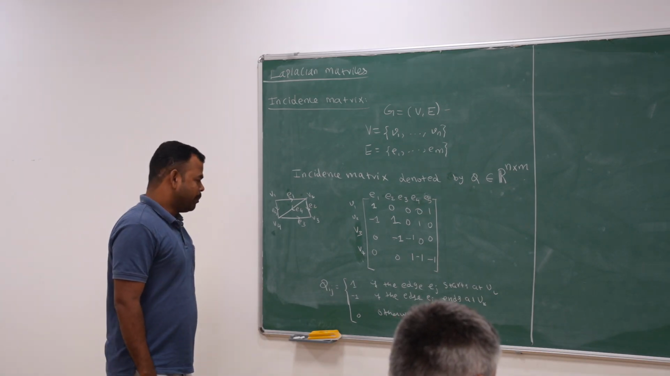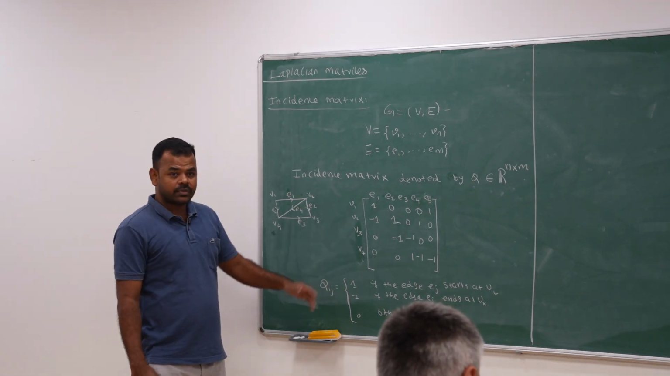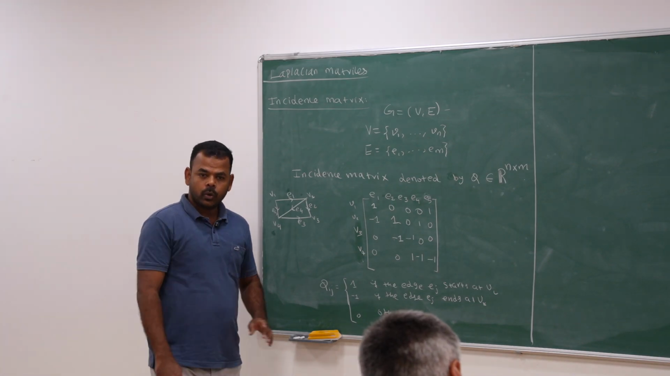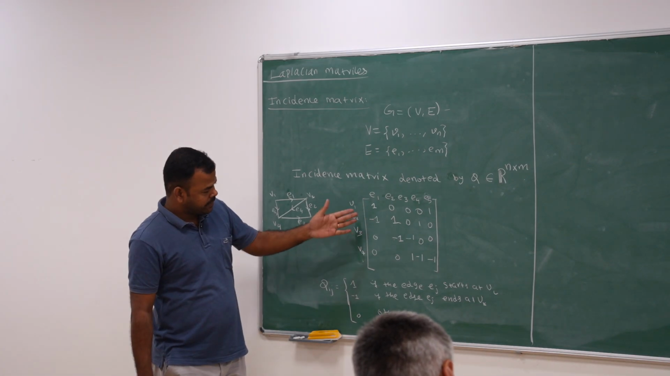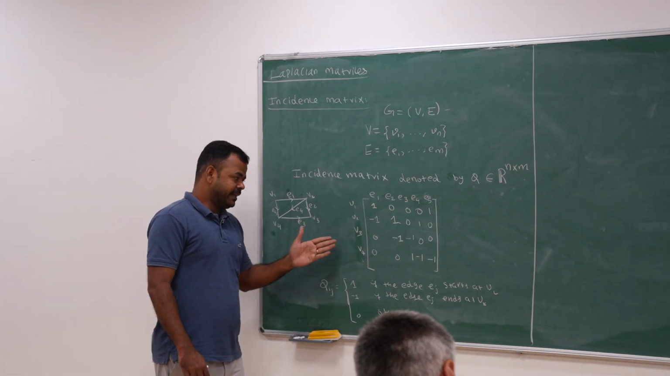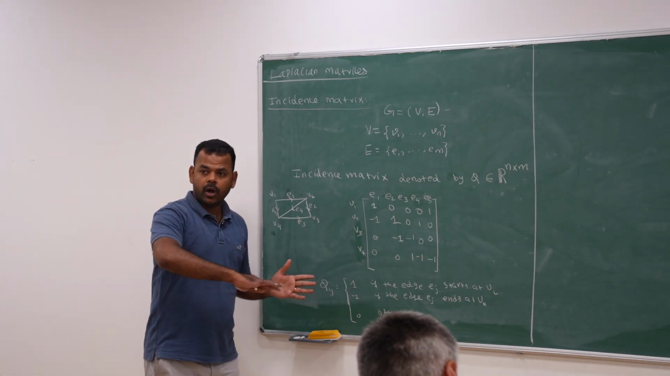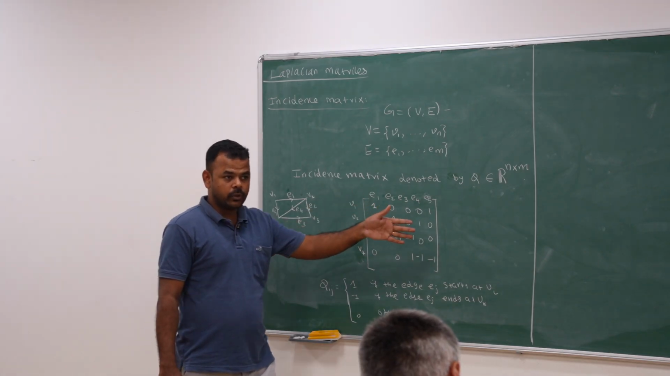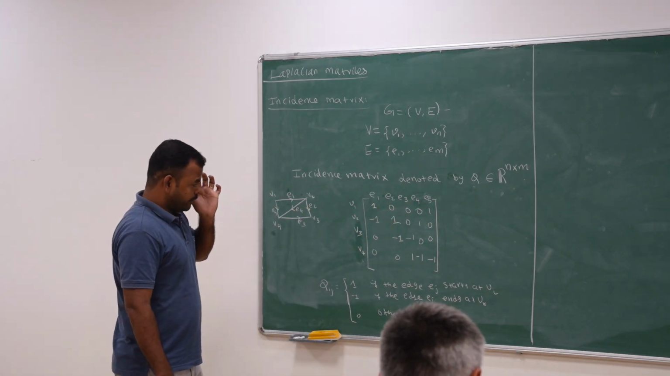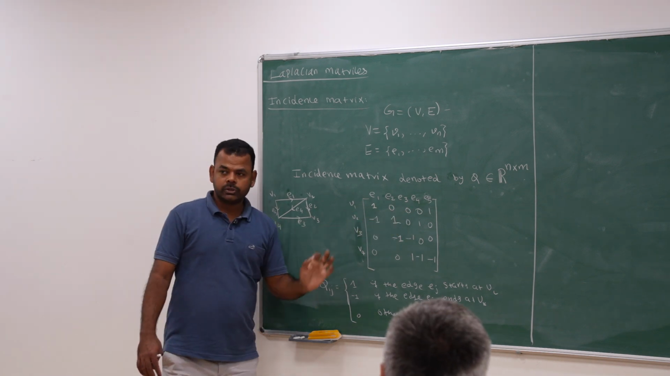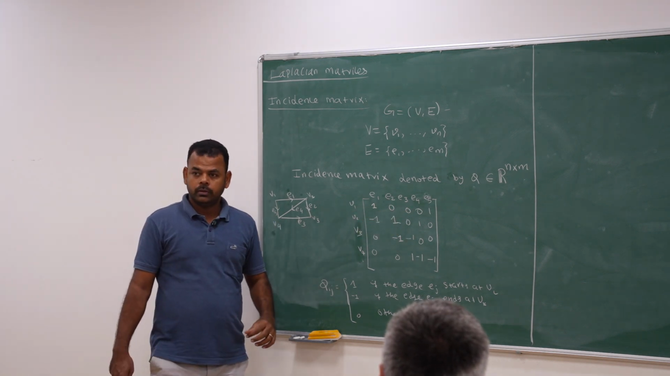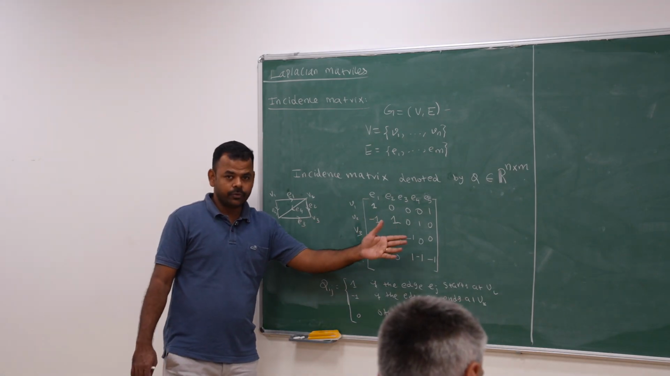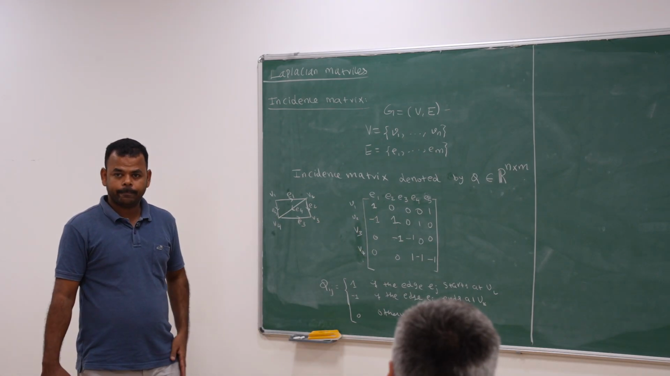Some simple observations we can make. What about the column sums of this matrix? The column sums are always equal to 0. That means that if you take the vector e of appropriate size, where e means the all ones vector, it will be in the left null space of this matrix Q. So eQ is equal to 0. And one more thing: how many non-zero entries will be there in the rows? If I fix the ith row, the number of non-zero entries in the ith row gives you the degree of the vertex Vi.